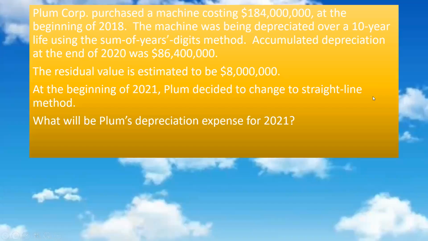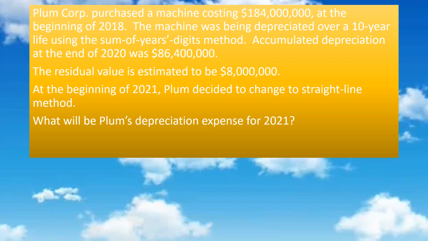All right, Plum Corp purchased a machine costing $184 million at the beginning of 2018. The machine was being depreciated over a 10-year life using the sum of years digits method. Accumulated depreciation at the end of 2020 was $86.4 million. The residual value is estimated to be $8 million. At the beginning of 2021, Plum decided to change to straight line method. What will their depreciation expense be for 2021?